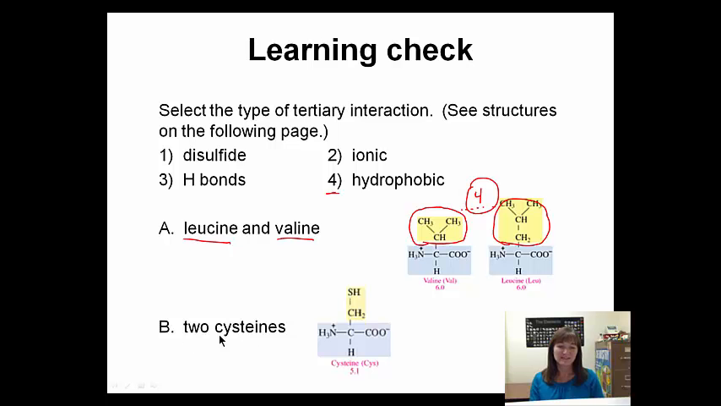If you have 2 cysteine amino acids, what kind of an interaction is that going to be? Well, here is my thiol. Remember, if you have 2 thiols, that's going to make that disulfide bond. So the answer to B is going to be number 1, the disulfide.